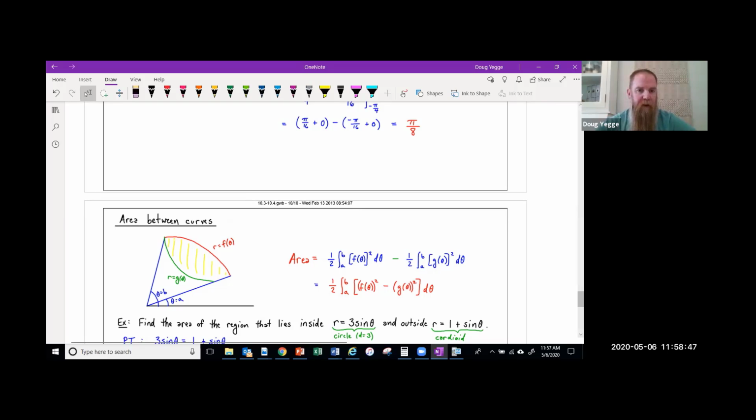Okay, so we want to find the area enclosed by r equals 3 cosine theta and r equals 1 plus sine theta. Okay, or 3 sine theta, not cosine theta.